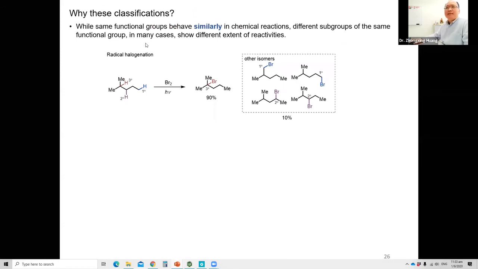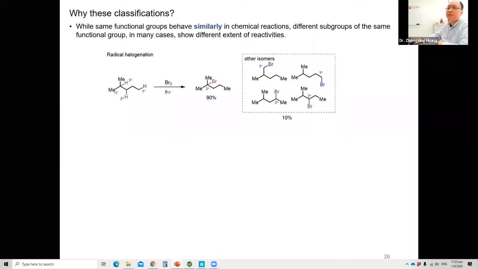Now, why do we need this classification? Why do we need to figure out if this is a primary carbon, a primary hydrogen, a primary alcohol? It's because while the same functional groups have similar reactions, different subgroups of these functional groups show different extents of reactivity. For example, you will probably learn this later.